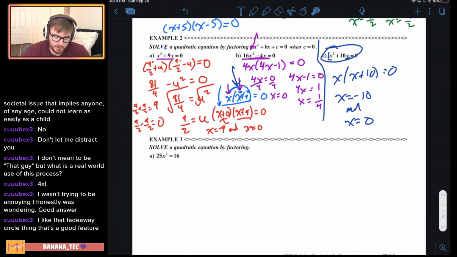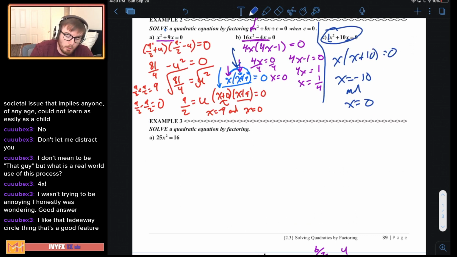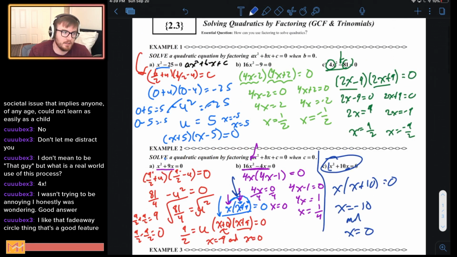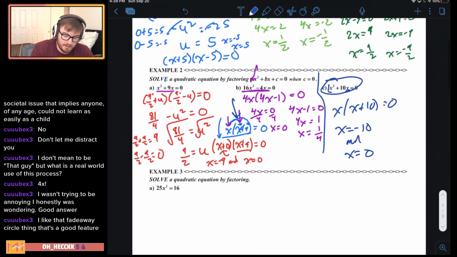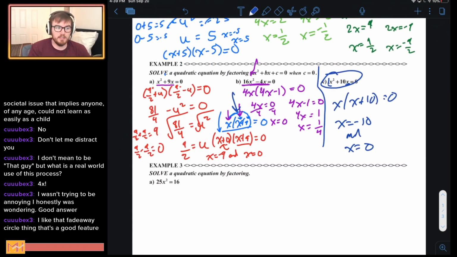Solve a quadratic equation by factoring. So we need to solve this by factoring. All of these were set equal to 0. We had a few problems last class that weren't set equal to 0. And what did I say? I said set it equal to 0. Okay, let's do that.